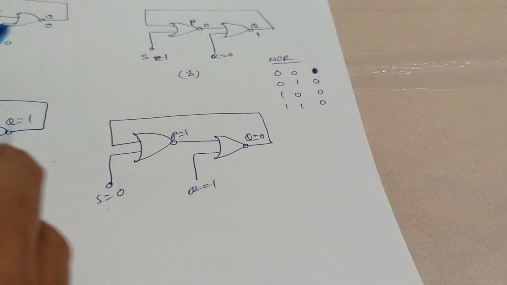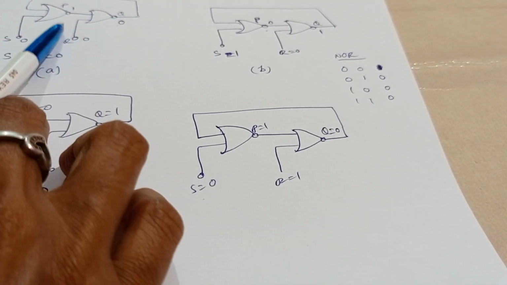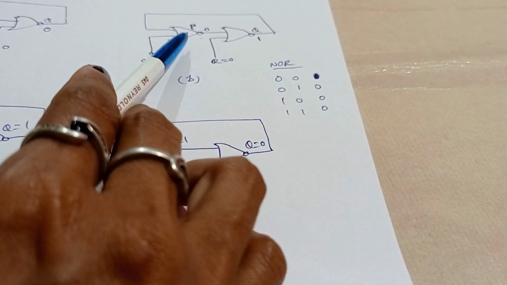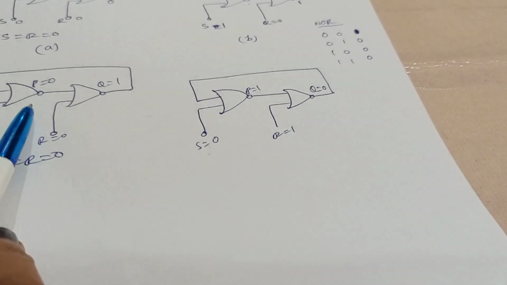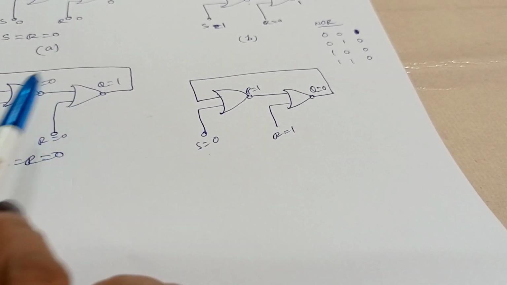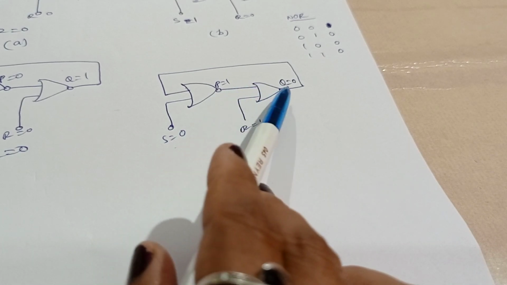See, when we observe here, P is 1, Q is 0. So both are complements. Same as here, P is 0, Q is 1. Both are complements. P becomes 0, Q is 1. This is also the complement output. Here P is 1, Q becomes 0.